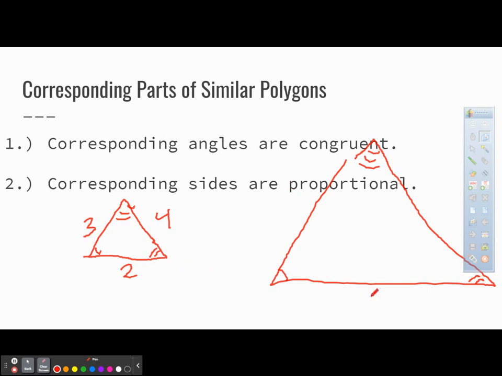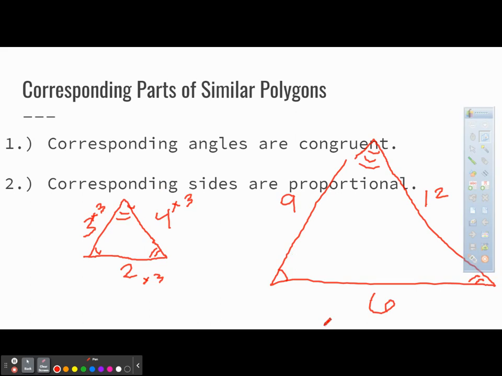So for instance, if this side here was 6, I would have to do 2 times 3 to get to 6. So to find the other measures, you would just multiply them by 3. So 4 times 3 is 12, so this side over here would have to be 12. And then 3 times 3 is 9, so this side would have to be 9. So that's what proportional means.